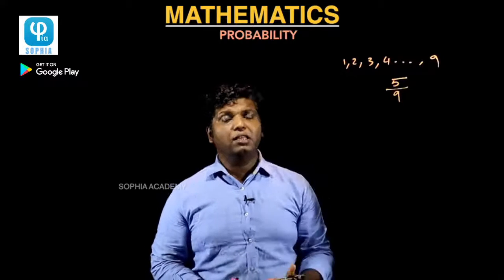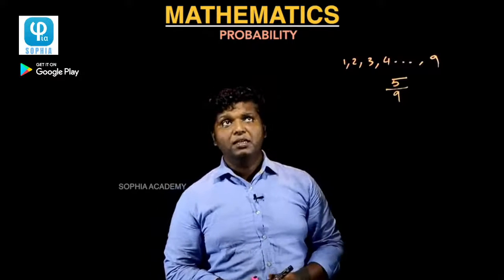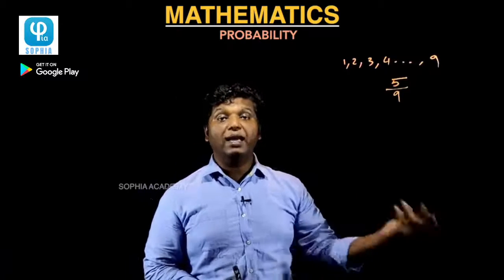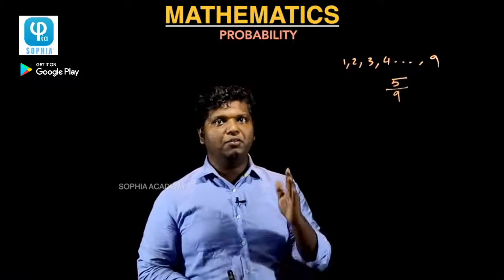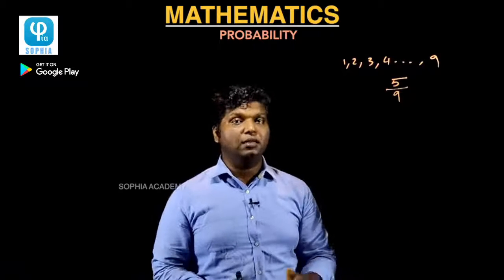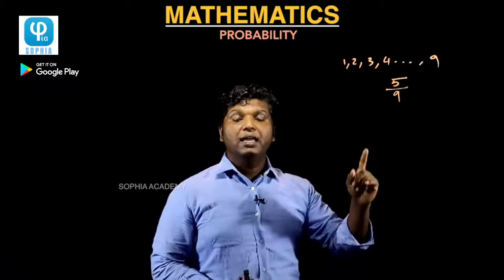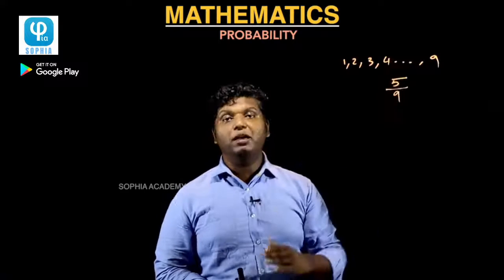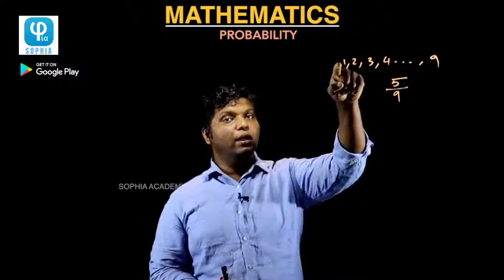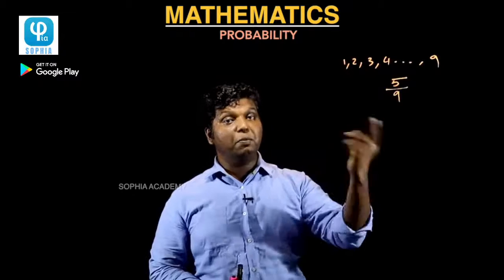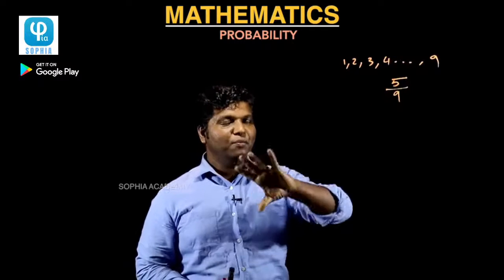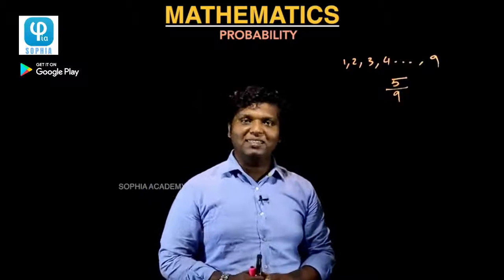Or you can find it like this. For example, if the numbers are given from 19 to 99, how many numbers are there? How will you find it? 99 minus 19 plus 1. Because from 1 to 9, how many numbers are there? 9 minus 1 is 8. 8 plus 1 is 9. That's why it came here as 9. Keep that in your mind, okay? When you're counting the numbers, this is the way to understand it.